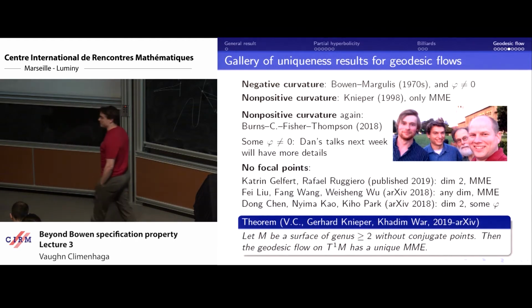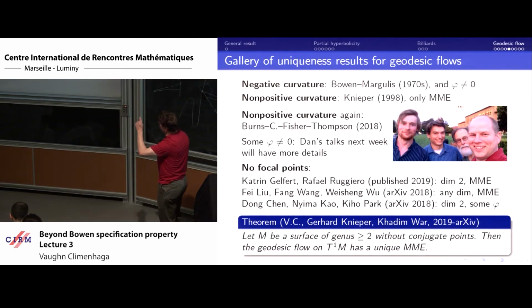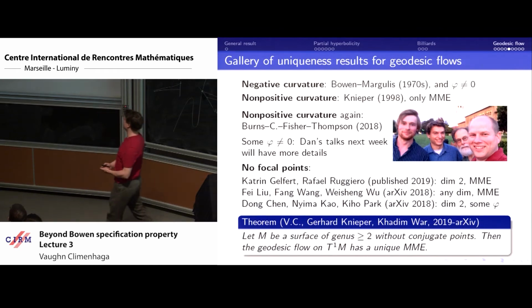I don't know if these are simultaneous, but they were going on around the same time. These 3 guys generalized Knieper's proof using Patterson-Sullivan measures to show that for no focal points you have a unique measure of maximal entropy, and it works in any dimension. Meanwhile, these 3 guys, I think Kehoe is here, proved that you can extend our approach via specification to cover some non-zero potentials, at least in dimension 2. And they're working on higher dimensions, I understand.